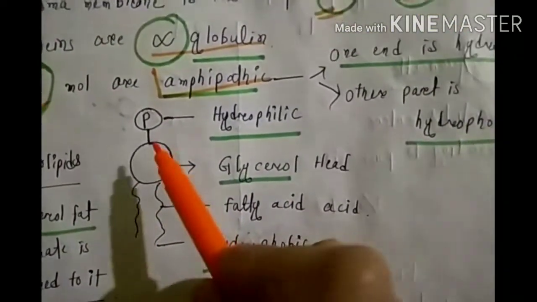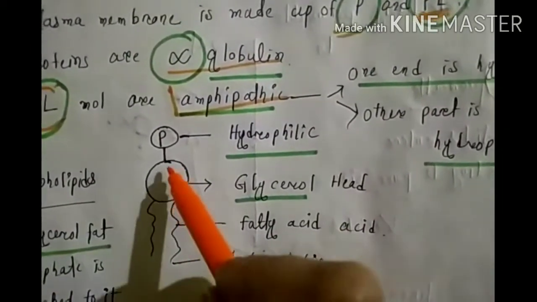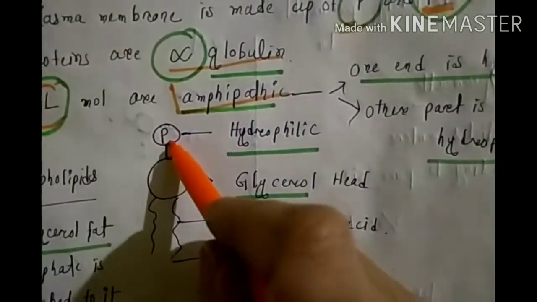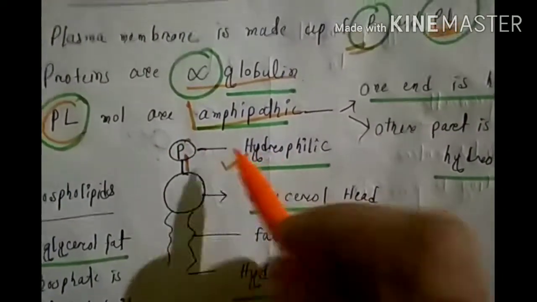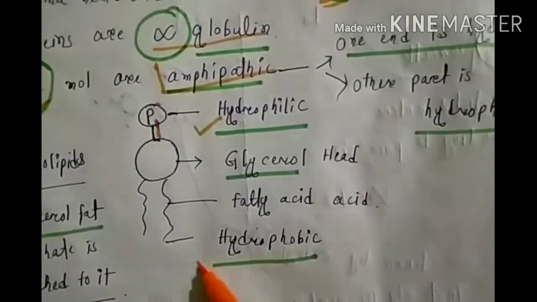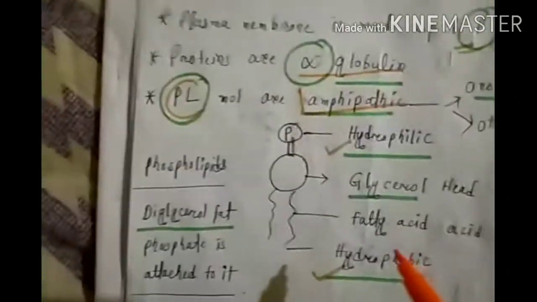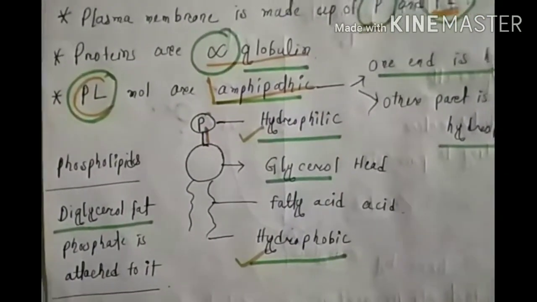It is a phospholipid, right? It is the glycerol. One end is hydrophilic. So it is the phosphate group, it is hydrophilic, and the other end, the fatty acid chain, will be hydrophobic. So phospholipids are diglycerol fat with a phosphate attached to it.